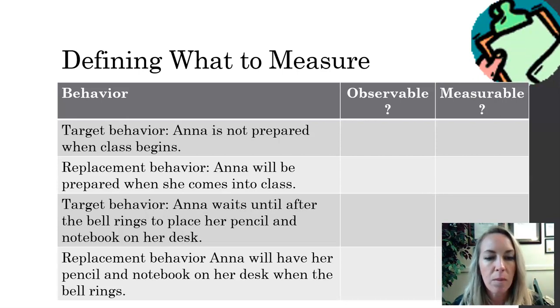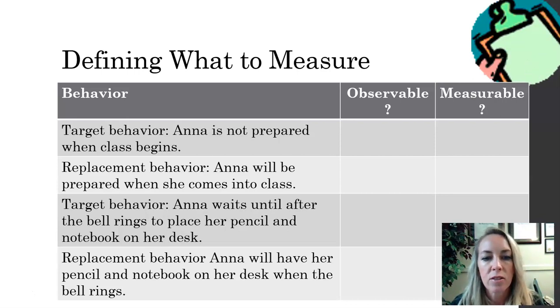Okay, so we want to define what to measure. Let's look at some of these. Remember, it needs to be objective. It needs to be observable and can be recorded reliably. It needs to be clear, unambiguous, and doesn't take too much explanation, and it has to be complete. So we need clear inclusion and exclusion criteria.